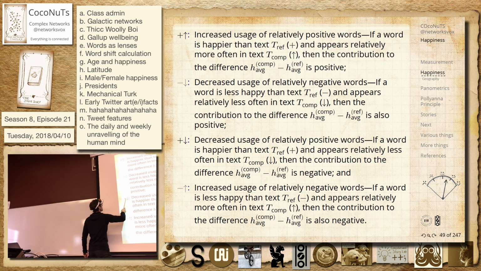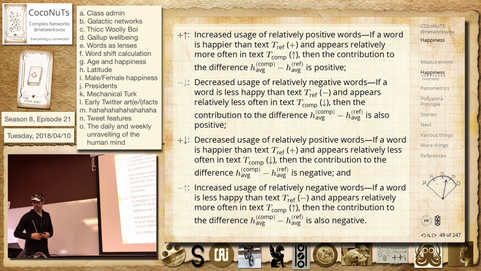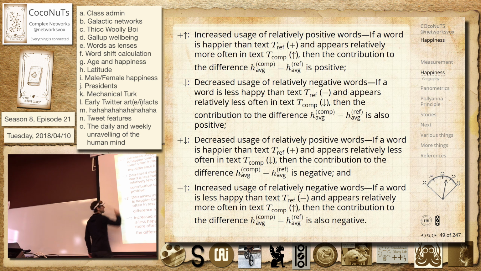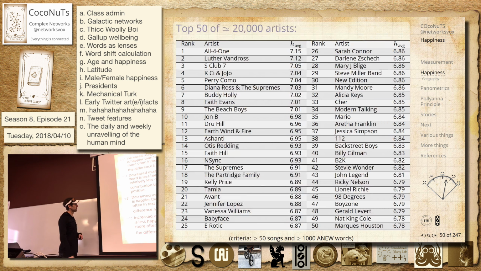And then these are slightly more ambiguous ones. This is a negative word being used less, so that's going to mean that the comparison text is doing a little bit better. This is a positive word that's being used less, and that's going to hurt the comparison text. And of course, these are all relatively negative, relatively positive, relatively negative. So you'll see them. There's lots of extra information in these little plots.